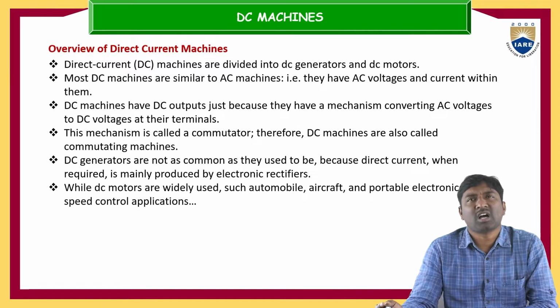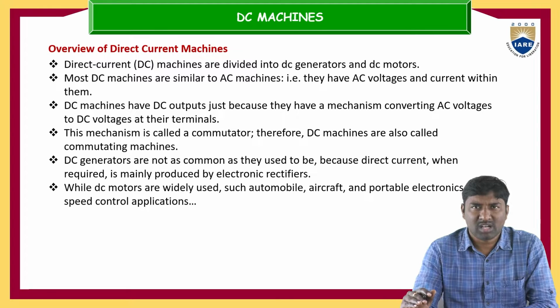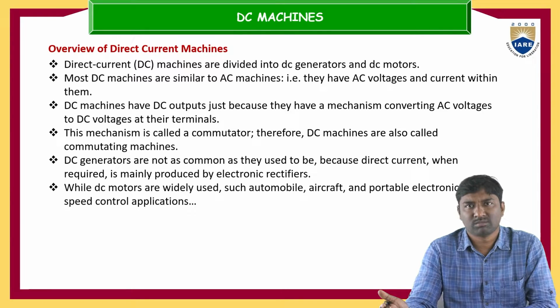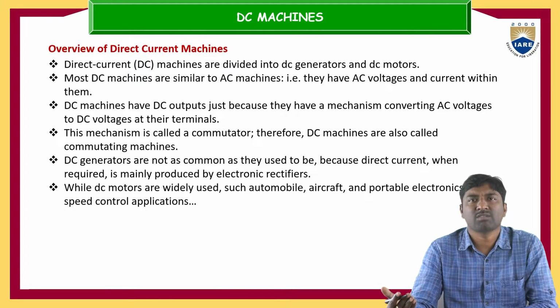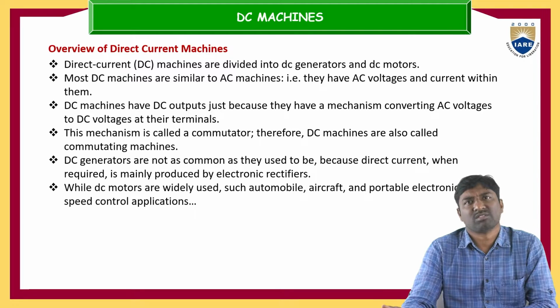The direct current machines are divided into two types. One is the DC generator and the other is the DC motor. Most of the DC machines are similar to AC machines because the principle is the same. In DC machines, the conversion of energy from one form to another form takes place. Similarly, in AC machines also, the conversion of energy from one form to another form takes place, meaning they have AC voltages and currents within the limits only.